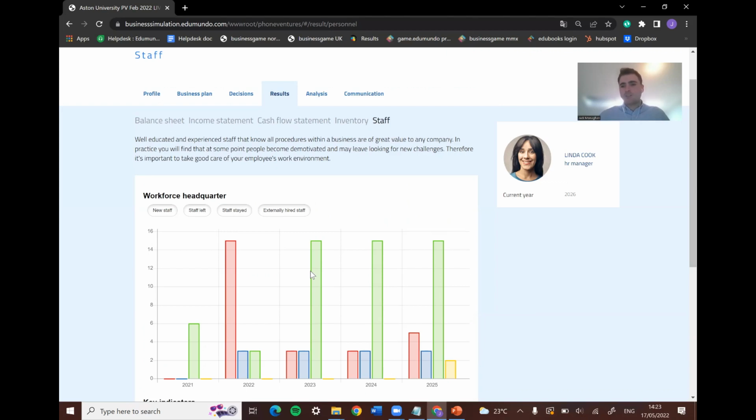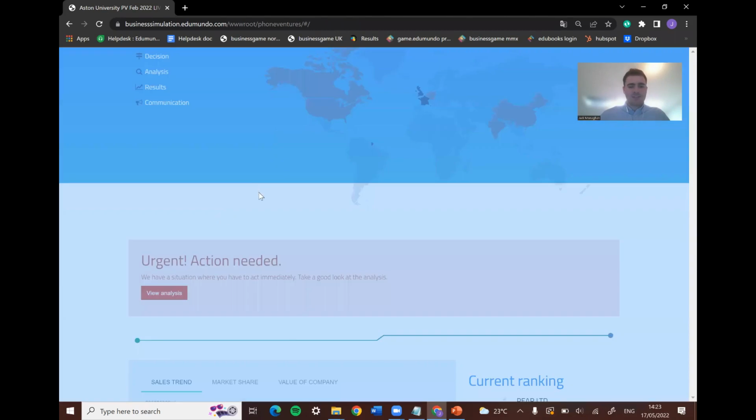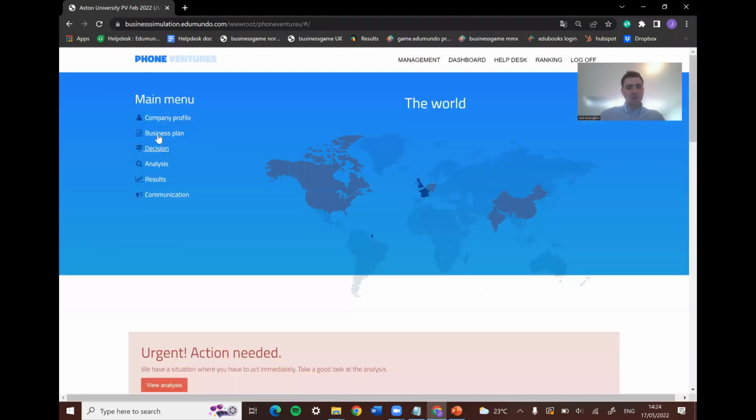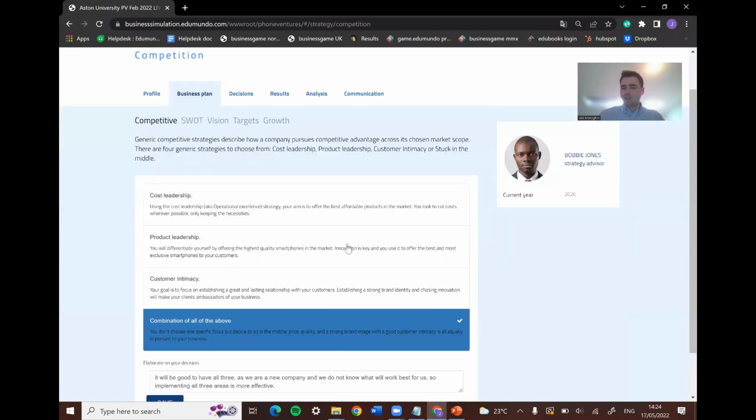What I'm going to do now is try and tackle some of the problems that this team has experienced. First of which is around the price that they may have set. As we saw back on the dashboard on the analysis tool, you can see that they are trying to operate in too many segments: the price, quality, and customer intimacy. So what I'm going to do is quickly look at the business plan, competitive, and they're trying to be a combination, which unfortunately isn't the best approach.